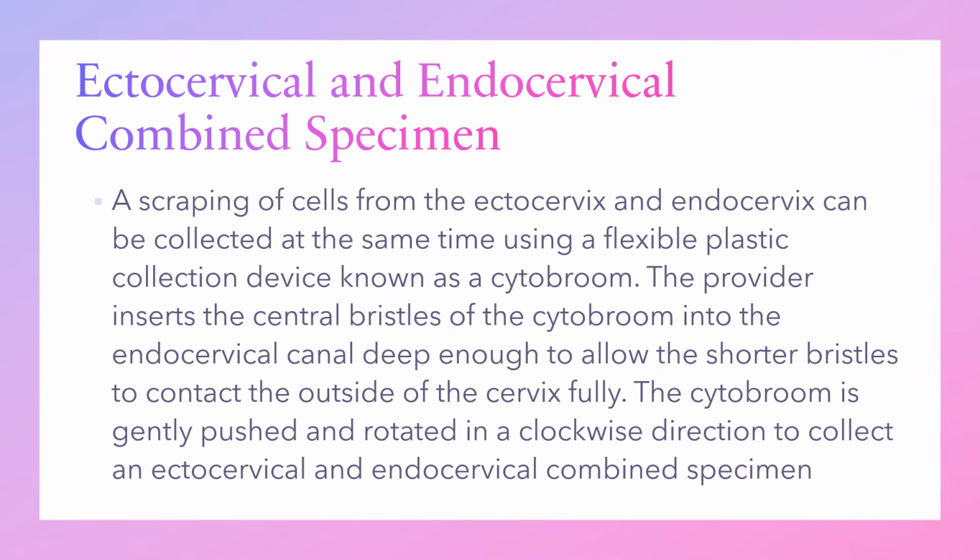A scraping of cells from the ectocervix and the endocervix can be collected at the same time by using a flexible plastic collection device known as a cytobroom. The provider inserts the central bristles of the cytobroom into the endocervical canal deep enough to allow the shorter bristles to contact the outside of the cervix fully. The cytobroom is gently pushed and rotated in a clockwise direction to collect an ectocervical and endocervical combined specimen.